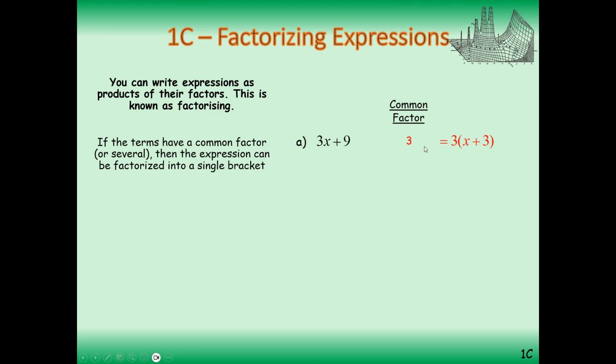So we write 3 and we ask ourselves, 3 times what would have given us 3x? Obviously, it would have to be x. And then we ask ourselves, 3 times what number would give us 9? 3 times another 3 would give us 9. You could think of it as this 9 that we had, we divided it by 3, the 3 outside the bracket, to get the 3 inside the bracket.